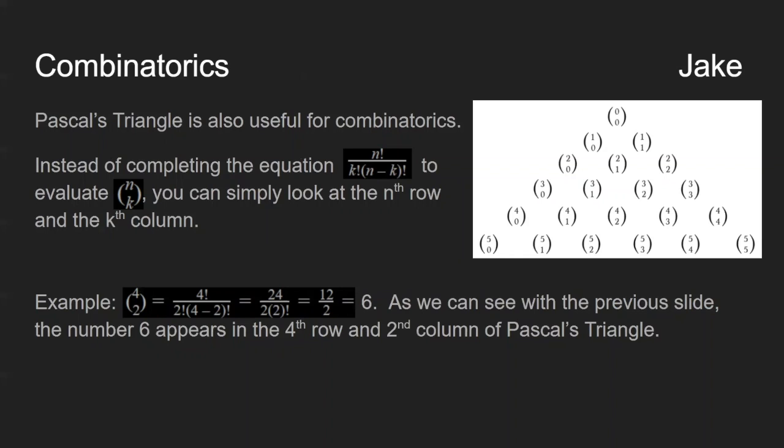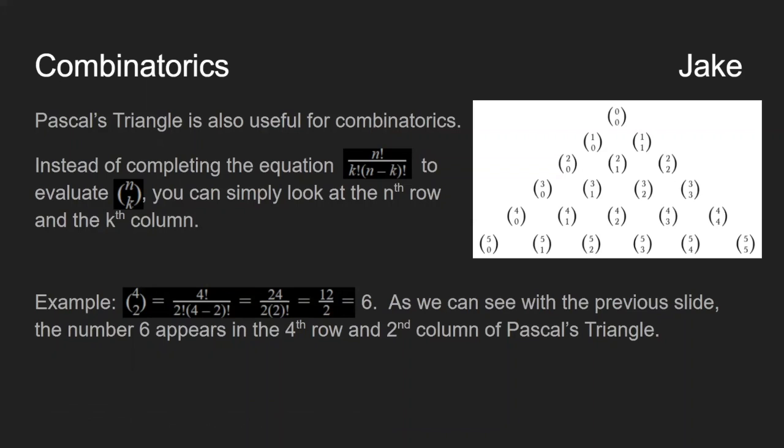Like 4 choose 2, really not that bad. It's a pretty simple equation to work out. But when you get to something like, say, 25 choose 17, you don't really want to do that by hand. So it's a lot easier if you have Pascal's triangle with you to just look at that number because it doesn't require any actual hard math.